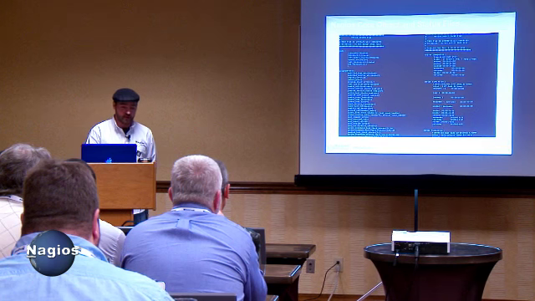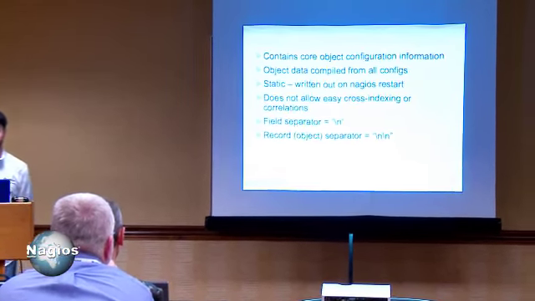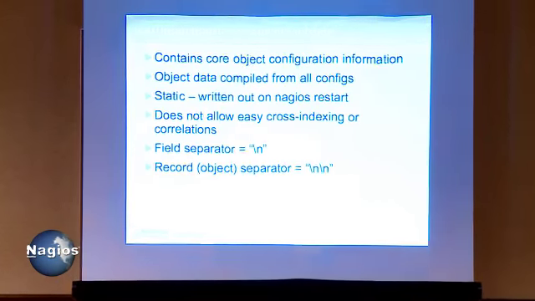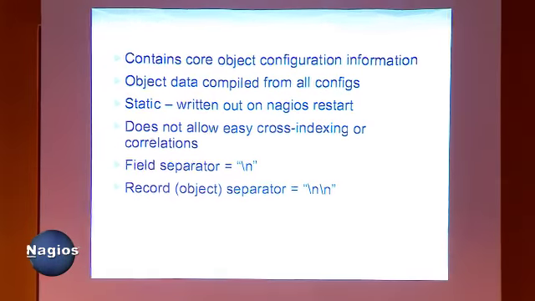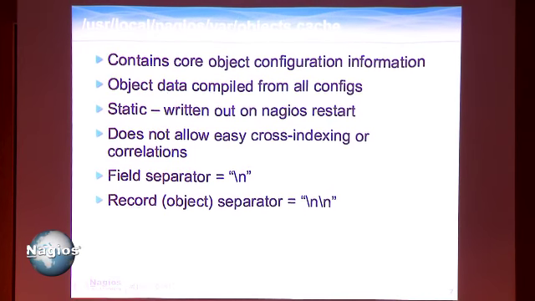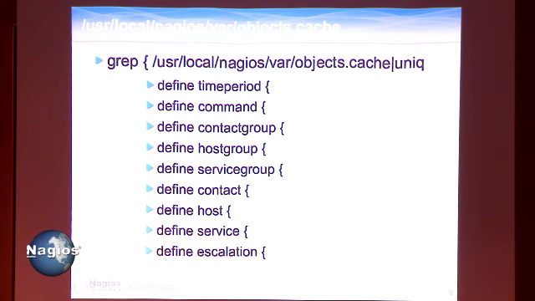So, legacy APIs. You guys have probably all seen these files at one point or another if you've ever cracked open the CLI and core. We'll start first with objects cache. This is a static file. It's written out when Nagios restarts. It includes all the object information. There are field separators. They're new lines. Record separators or object separators would be 2 new lines. This is important if you're going to parse it. First, we'll take a look at the order of the objects that would appear in objects cache. Each one of these is more or less correlative to the object configuration files you'd actually write.